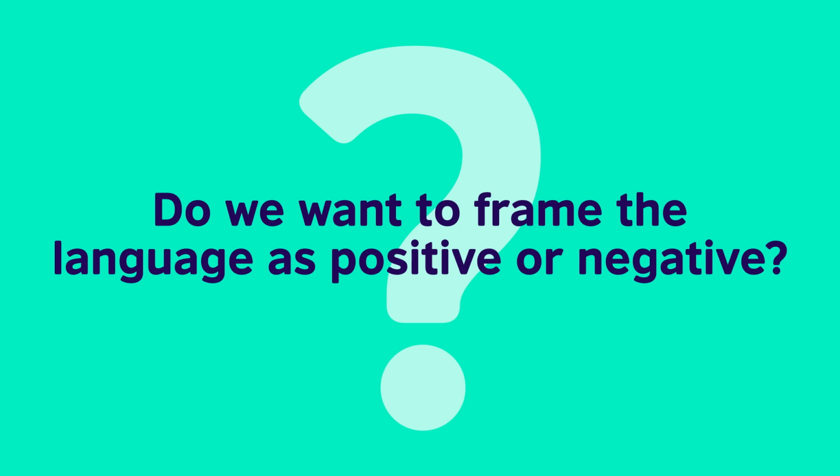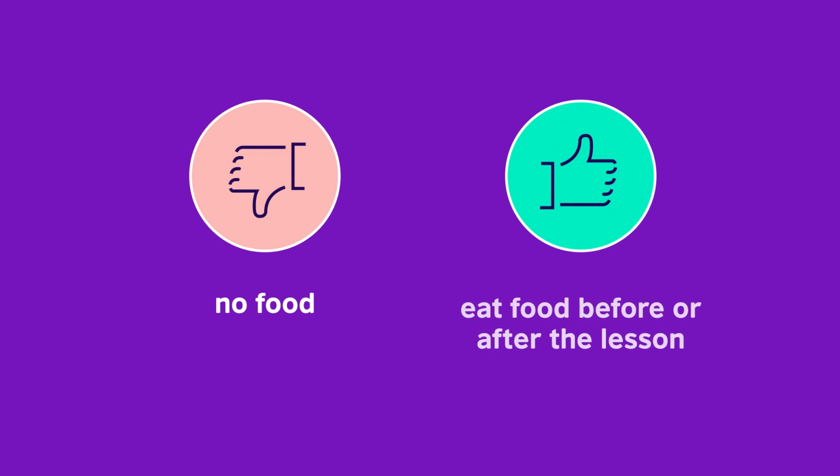Whatever you decide, I think it is important to consider the language used in the rules. Do we want to frame the language as positive or negative? One rule I often have in my class is about food. Now, should the rule be no food or eat food before and after the lesson? The negative language of no food suggests a strict classroom atmosphere, while the positive language of the latter suggests a calmer and more respectful classroom environment.